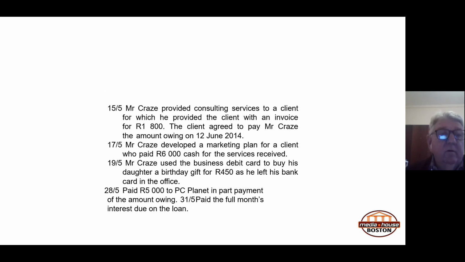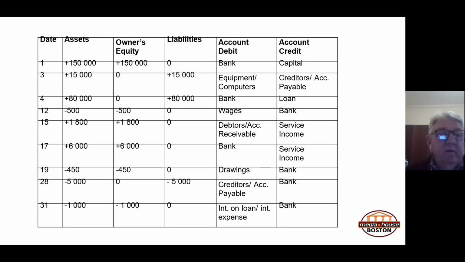So let's have a look. And there we see we are minusing our assets by 500 because money went out of the bank account. And we're going to reduce 500 Rand in owner's equity. Again, you see the minus 500 is equal to minus 500. So we debit our wages, our expense account, and we're going to credit our bank account.